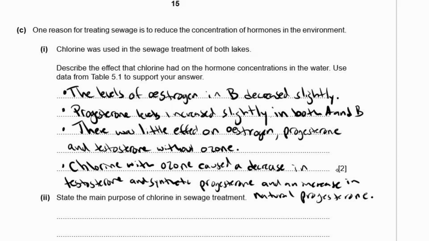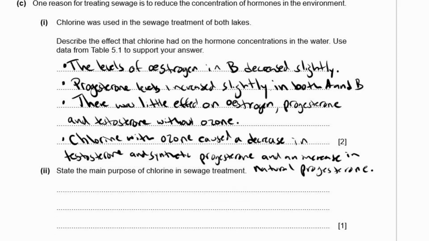Okay, this is obviously a lot more than 2 marks. You don't actually have to mention what happens to every single thing. You could say the levels of estrogen in B decreased slightly, progesterone levels increased slightly in both A and B, and that would be okay because that's 2. All right, so you don't have to mention every single thing. You can say there was little effect on estrogen without the ozone. You don't have to mention everything.